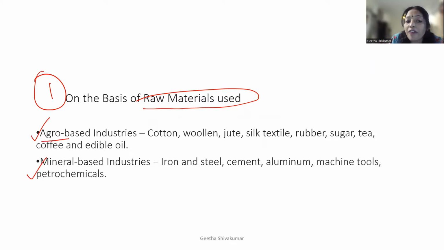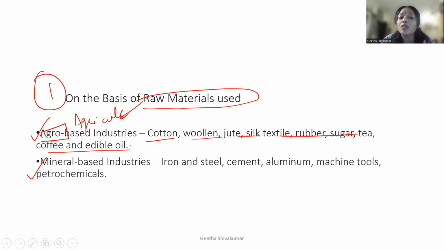With the word itself, agro means agriculture, where we use the raw material from agriculture. So some of the examples are cotton, woolen, jute, silk, textile, rubber, sugar, tea, coffee. So these all are agro-based industries where directly we are using raw material from agriculture.